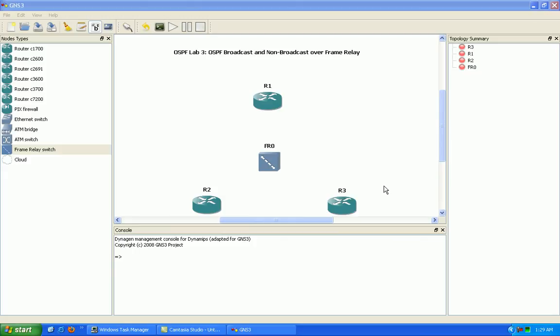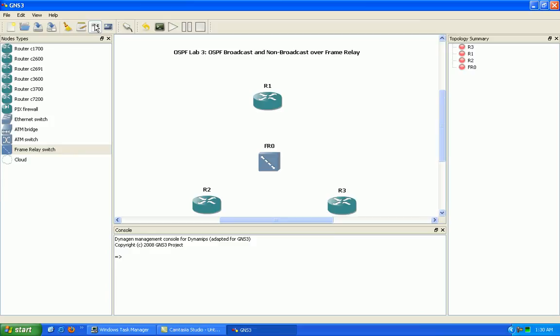Hello, my name is Steve Bowler, and in this video we're going to be taking a look at OSPF. Specifically, OSPF over frame relay. We're going to look at the network types of broadcast and non-broadcast, and the characteristics of each of these two network types within OSPF, and we're going to be configuring them and doing some verification using show and debug commands.